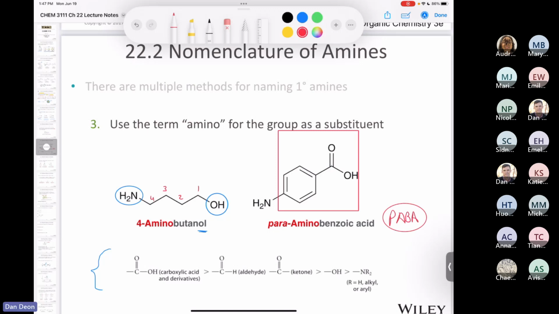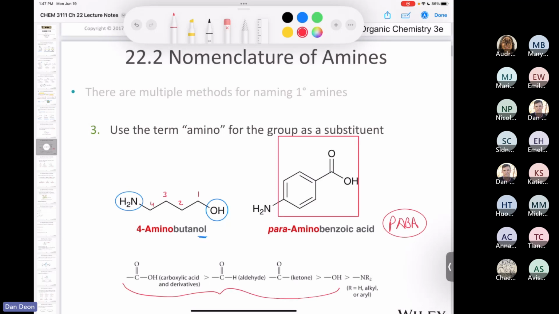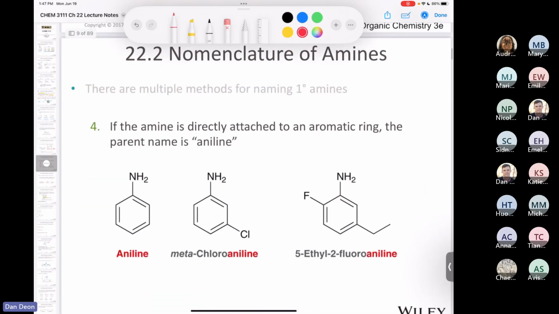All right, so basically what I'm getting at with putting the order of precedence here is that anything with oxygen is going to take a higher priority than nitrogen. We don't spend a lot of time naming bifunctional compounds in this class, but it is something you should be aware of. This is second semester organic chemistry, so you should see it a little bit.